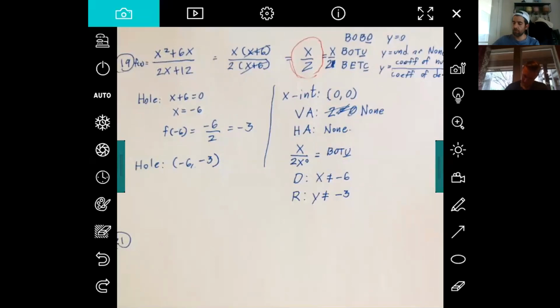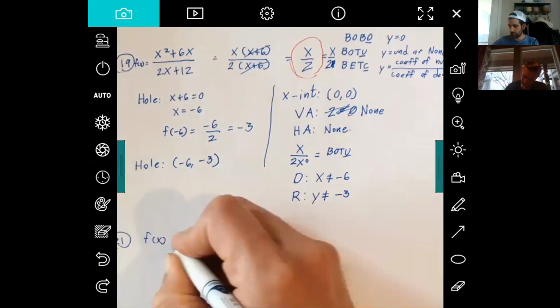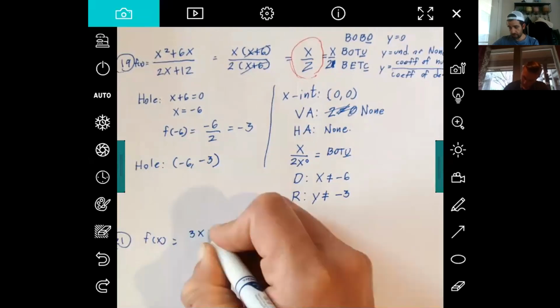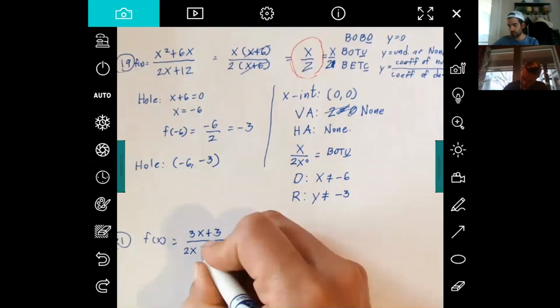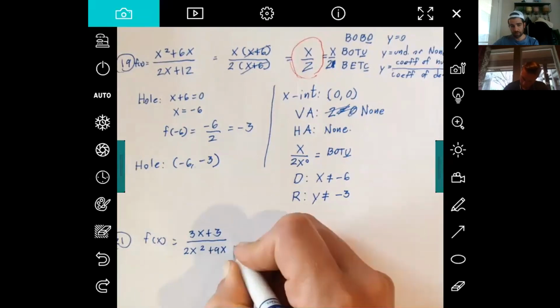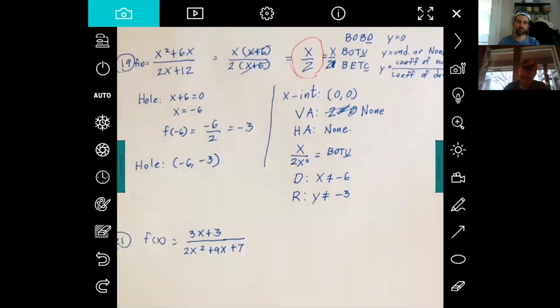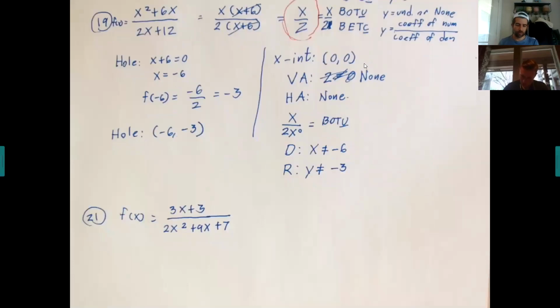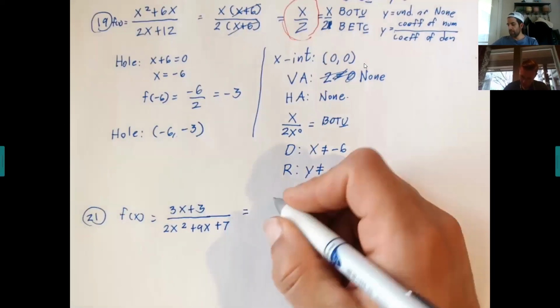Okay, 21. So you have f of x is equal to 3x plus 3 over 2x squared. Do you want me to do bottoms up on this one? No, I can do it. Okay. On this one you can do bottoms up, and that's fine. A lot of you, that's the only system you know, right?